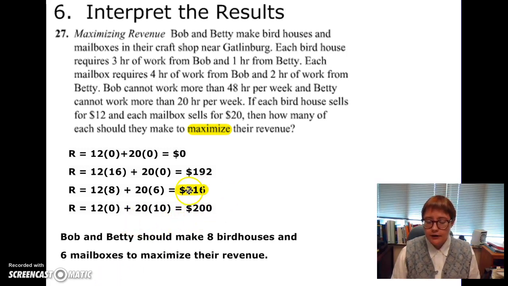Since I've identified that $216 is the maximum revenue, all I have to do is look back and say, oh, that was 12 times the number of birdhouses plus 20 times the number of mailboxes. So Bob and Betty should make 8 birdhouses and 6 mailboxes to maximize their revenue. And that sentence is my final result for the problem.